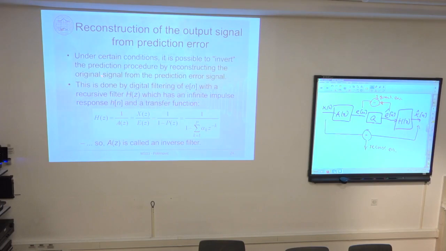So it is said here: under certain conditions, it is possible to invert the prediction procedure by reconstructing the original signal from the prediction error signal. This is done by digital filtering of E of n with a recursive filter h of z that has an infinite impulse response h of n and a transfer function of this form: 1 over 1 minus P of z, or if I substitute the actual polynomial for this P of z, it has this form. That is the reason that we call this A of z the inverse filter and this h of z the reconstruction filter. Okay.